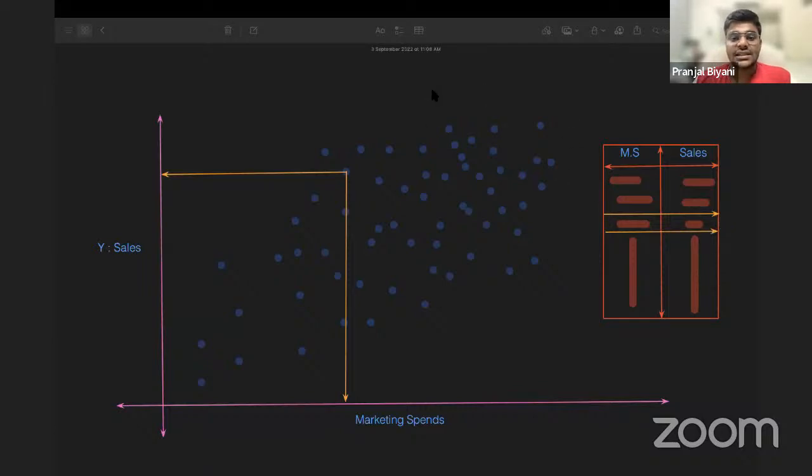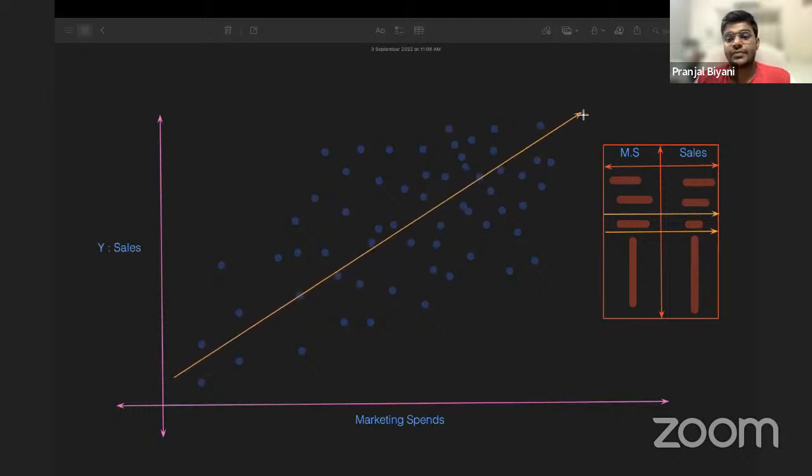Now I can clearly understand that there is a clear trend. That trend can be represented by a straight line. If I increase my marketing spends, where I go more towards the x-axis, my y-axis also increases. So I can claim the relationship between marketing spends and sales is a positive impact relationship. The more you invest in marketing spends, the more sales you are going to get.